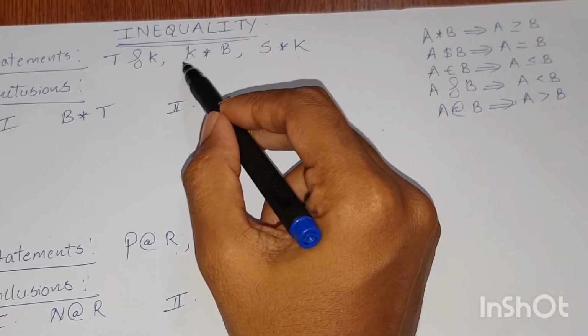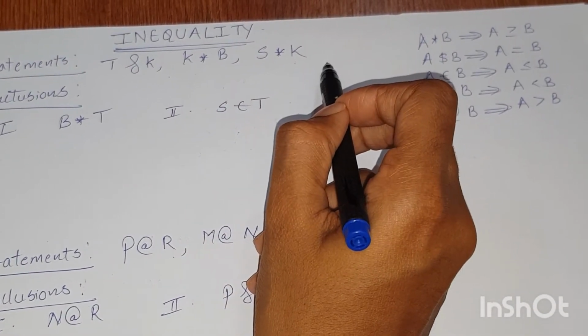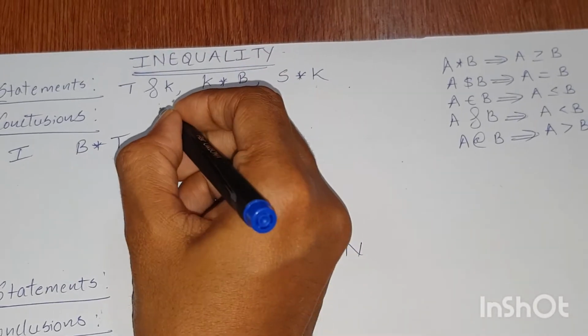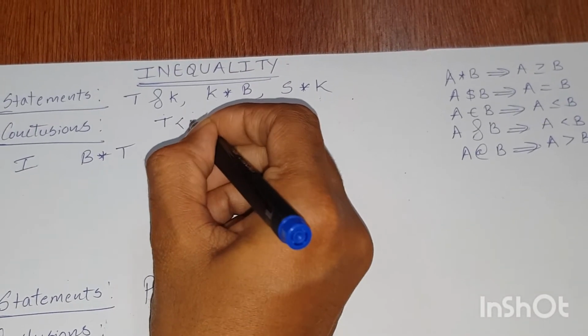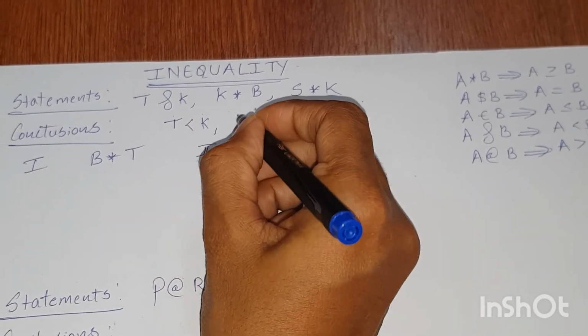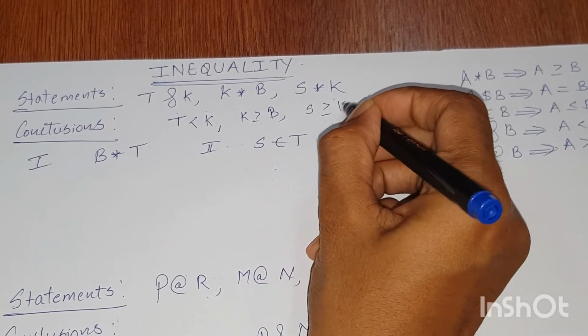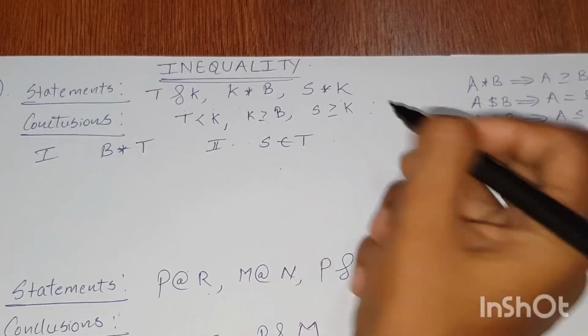Next, statements: T $ K, K star B, S star K. Star means greater than or equal to, and dollar means less than. Okay. So T $ K means T is less than K. K star B means K is greater than or equal to B. S star K means S is greater than or equal to K. K is greater than or equal to B. S is greater than or equal to K.